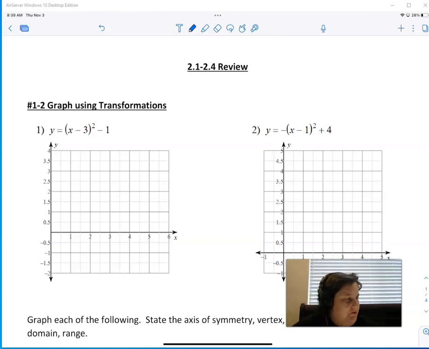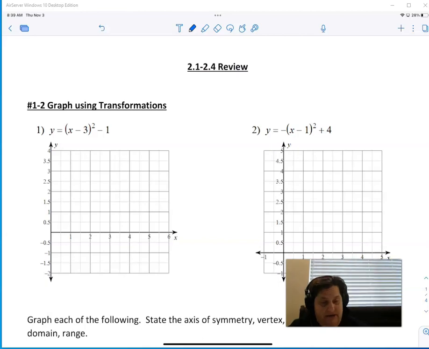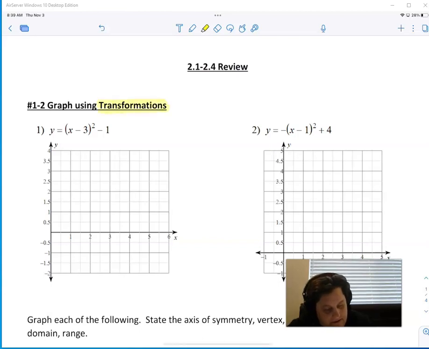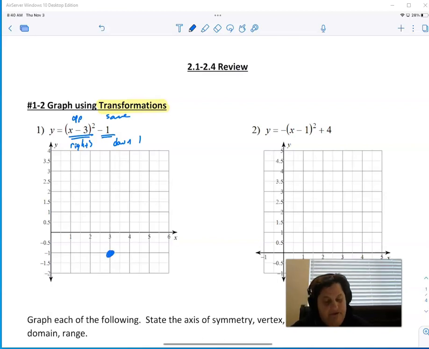Hey guys, we're going to go over this real quick, then you'll be able to do your test. It's very similar to this, so please take notes. All right. When you guys do that, I want you to look. Remember, it goes opposite, same. So this is going to be right 3, down 1. If I go right 3 and down 1, okay, that's my first point.